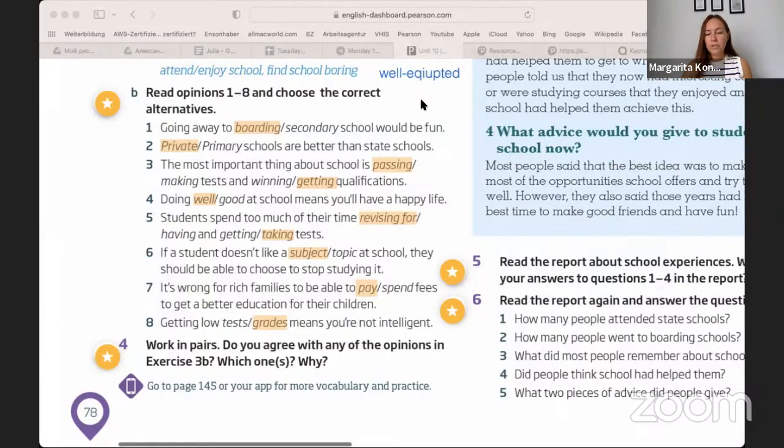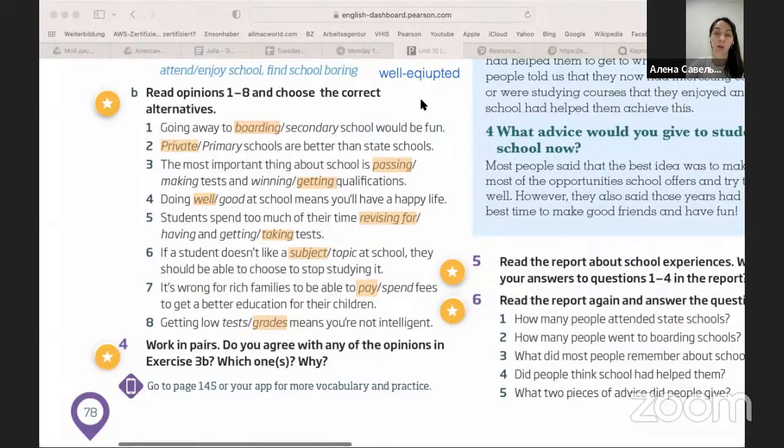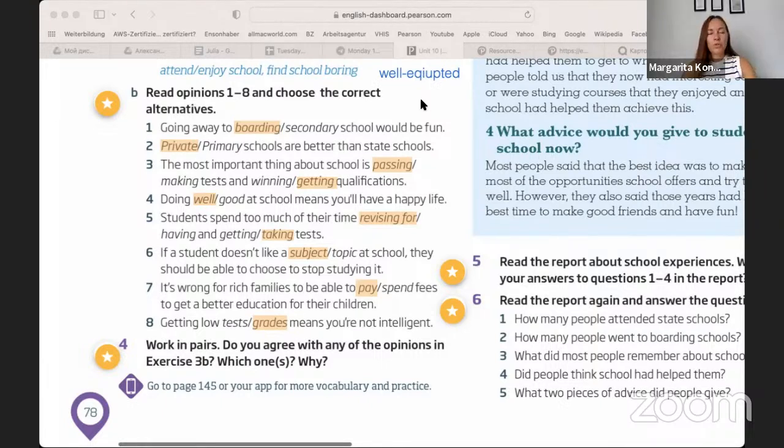What do you think about it? Yeah, I agree. I think a lot of state schools are well equipped. In our school, we have a lot of technology for education, and it's okay. I also think so. Many private or many state schools are really advanced and modern, right? Okay, good. Let's look at number 3 if we agree or not. The most important thing about school is passing tests and getting qualification.